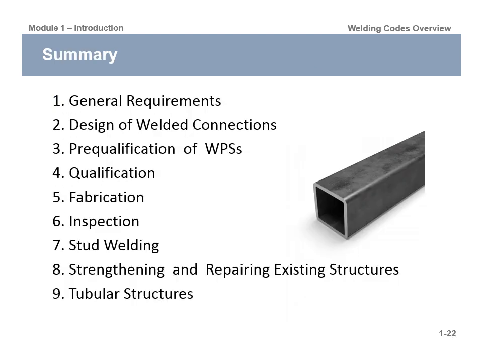Okay, summary. What have we covered? We covered Clause 1 was general requirements. Kind of sets the table, lays out the ground rules for AWS D1.1. Clause 2 is design of welded connections. That's where the engineers go to talk about and figure out the criteria and the information they use to do calculations in regards to welded connections.